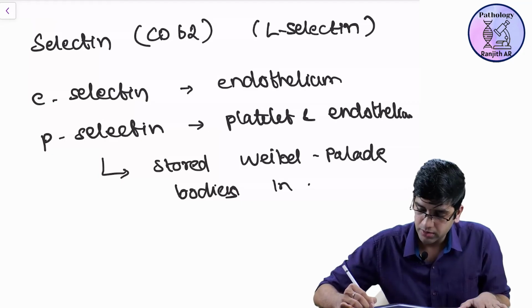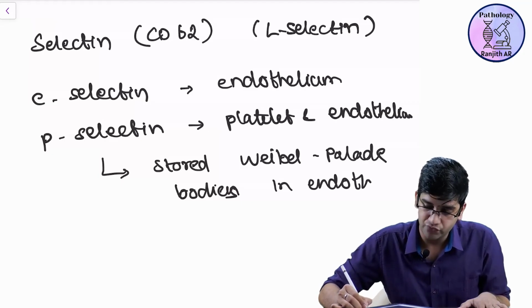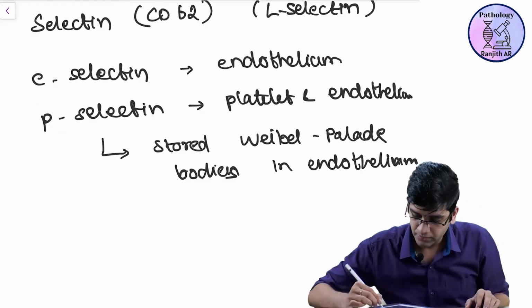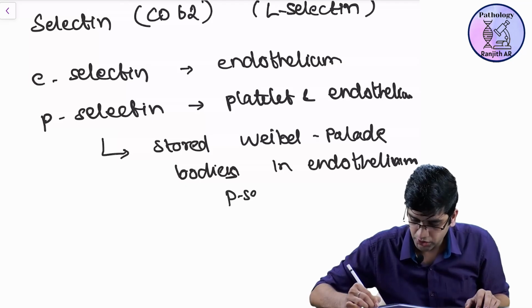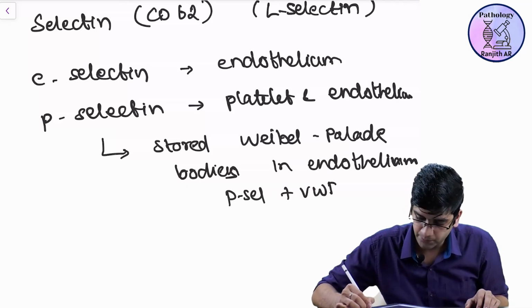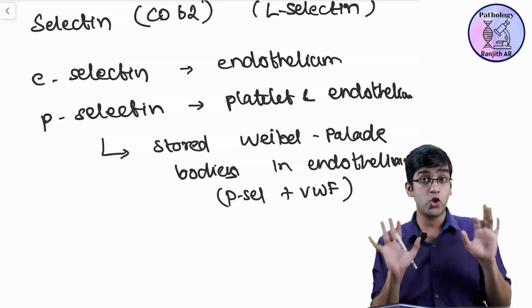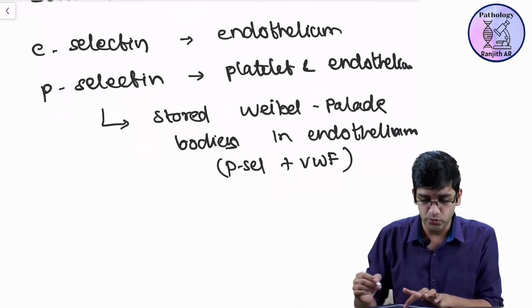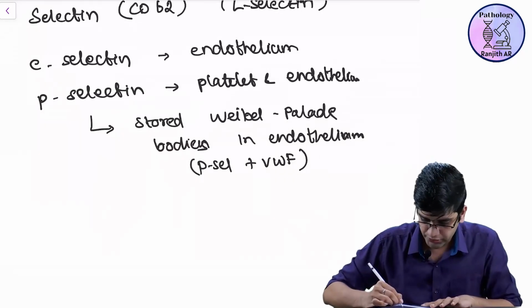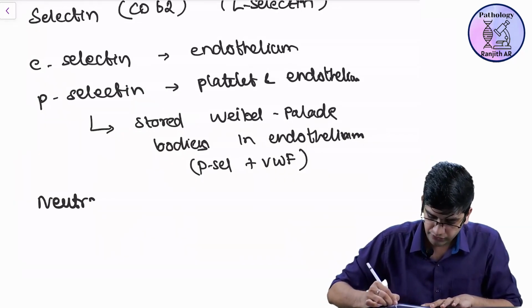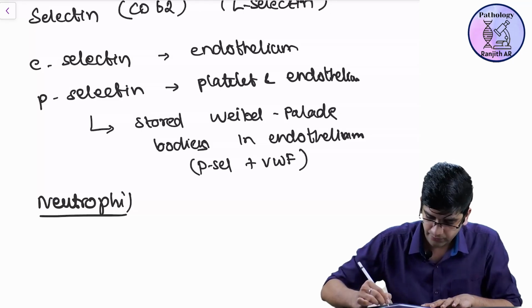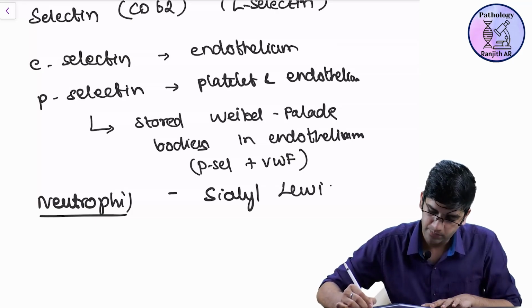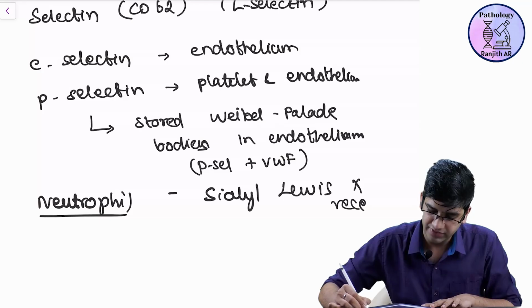Along with one more factor called von Willebrand factor. In the endothelium, in Weibel-Palade bodies, we have P-selectin along with von Willebrand factor. This is the normal location, right? And we had the sialyl-Lewis X receptor that was on a neutrophil. Our neutrophil, the WBC, will have the sialyl-Lewis X receptor. That's what we are going to have in the WBC.